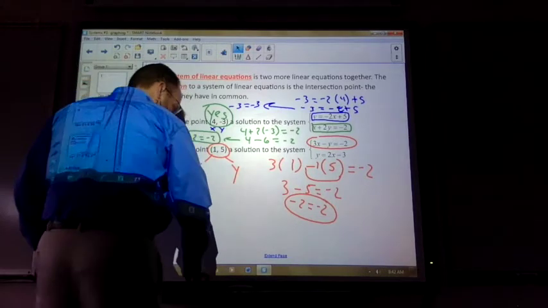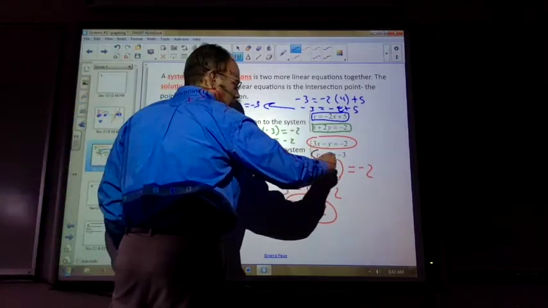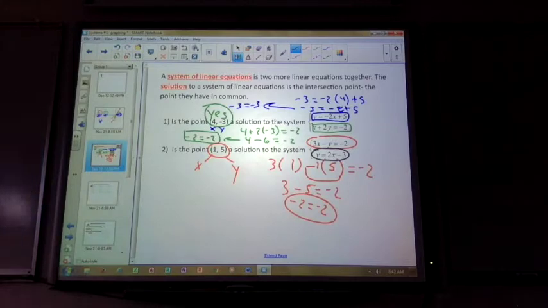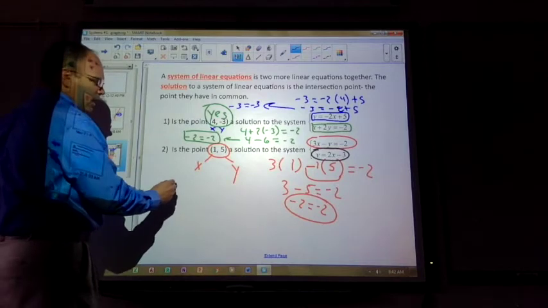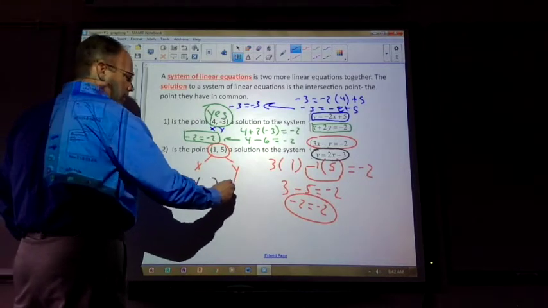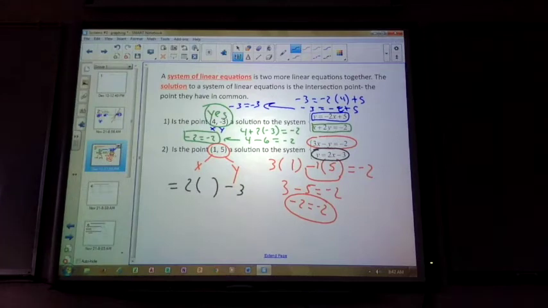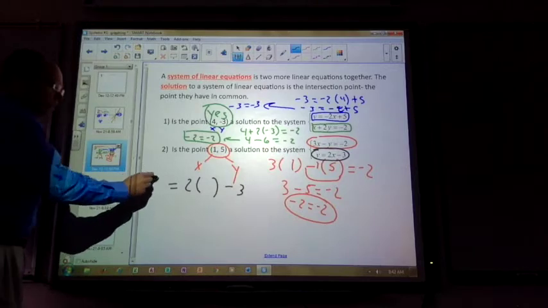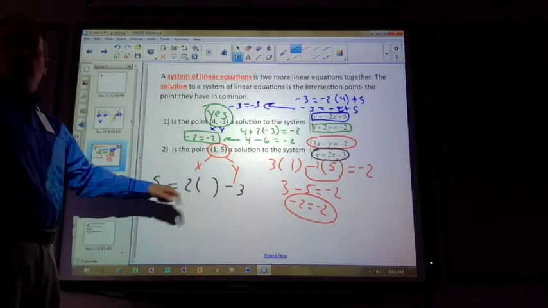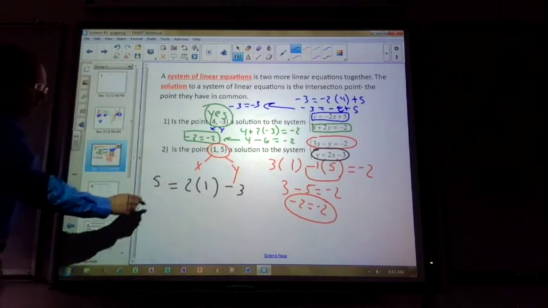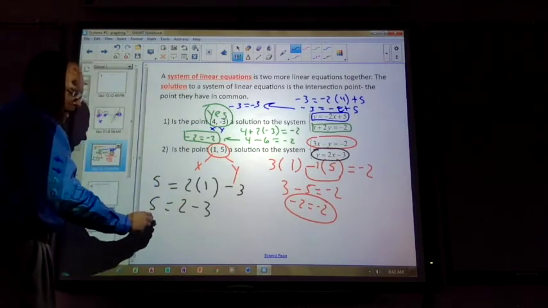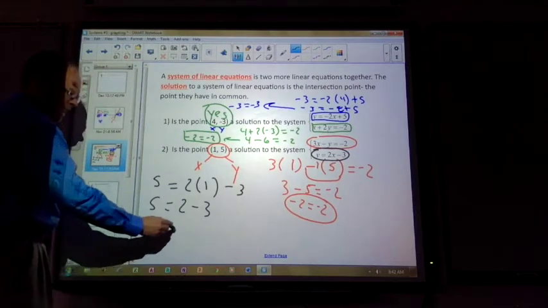Tristan, I'm going to take the same point and plug it into this right here. Is that okay? And if it gives me true on that as well, that means it's going to be a solution to the problem. So I have y equals 2 times x minus 3. That's y equals 2x minus 3. So what value would I plug in right here where y was? 5. What value am I going to plug in right here where x was? 1. I'm going to do the arithmetic. So I know that 2 times 1 is 2 minus 3. So I'm going to get 5 is equal to negative 1.